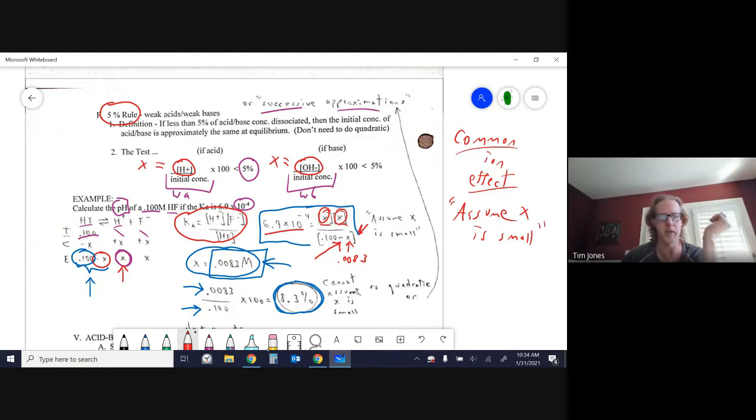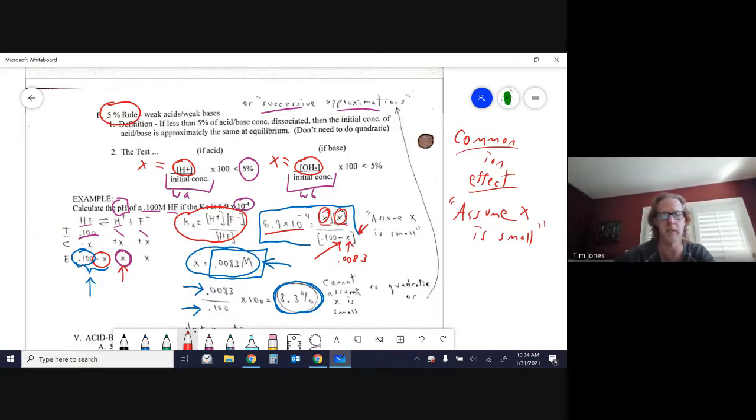And you keep cycling it. You keep plugging in your new X over and over until X doesn't change. It usually only takes about 2 or 3 cycles until you plug X in and you get the same value, which means you have landed on the correct value of X. We won't see this too often. We will typically be less than 5% and not have to worry about this. But there's a couple that'll pop up.